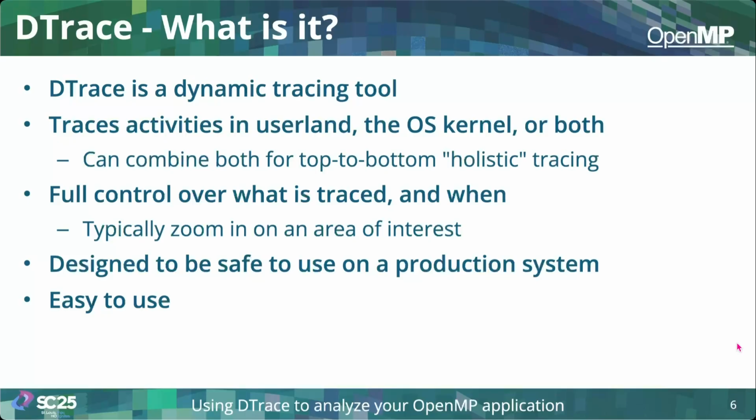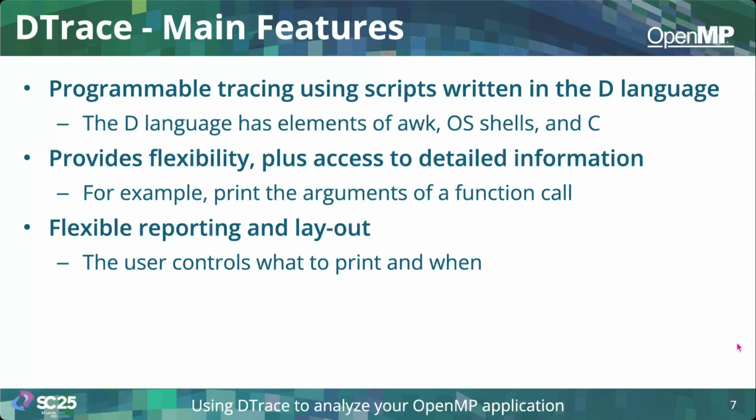And the way it works is you typically zoom in on an area of interest. You cast a fairly wide net, and then you go deeper and deeper to look at where your interest is. DTrace has been designed to be safe to use on a production system, and it's easy to use. It's all about the programmability of DTrace.